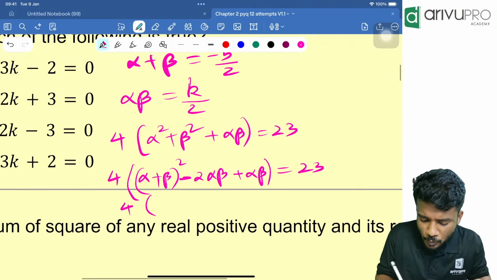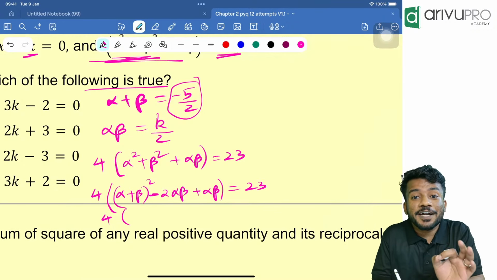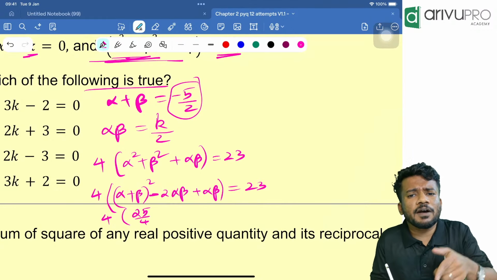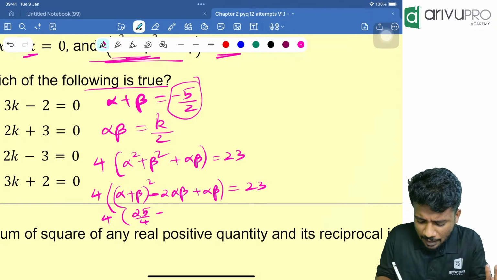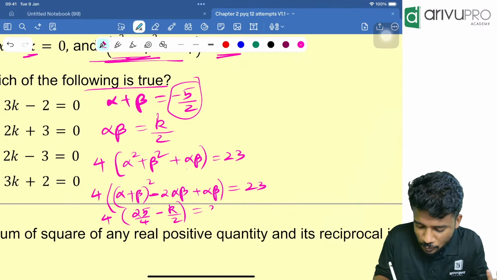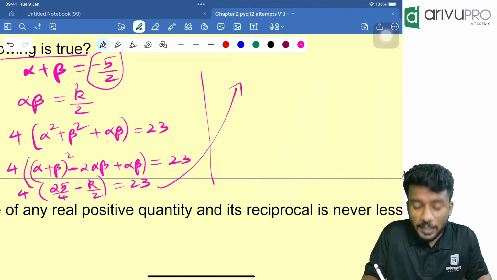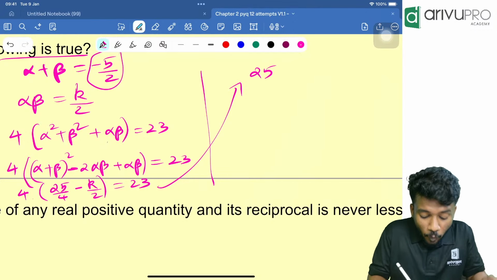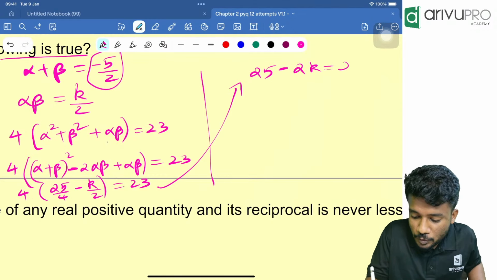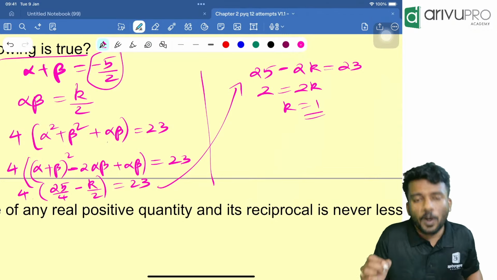Now 4 into (alpha plus beta) the whole square is 4 into (minus 5 divided by 2) the whole square, which is nothing but 25 divided by 4. Then minus 2 alpha beta plus alpha beta is minus alpha beta. Alpha beta is k by 2, so minus k by 2, which is equal to 23. Open the bracket. 4 into 25 by 4 is 25. Then 4 into k by 2 is minus 2k, which is equal to 23. From that, 2 is equal to 2k. So k is equal to 1.